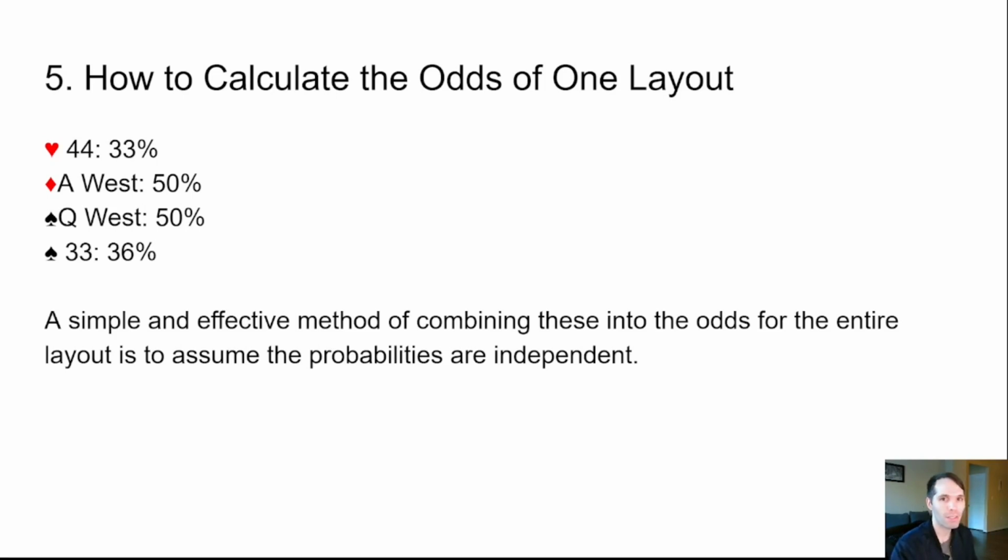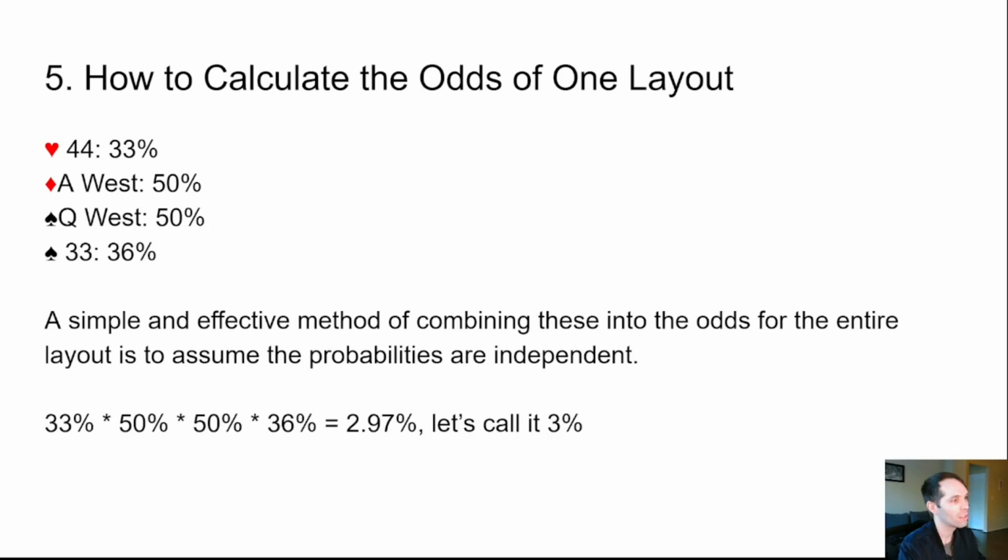But for the most part, if we just make this independence assumption, we can very easily compute the odds of one layout, and we will be a little bit off mathematically, but it's not going to be a huge difference in the overall calculation. So how do we do it for independent probabilities? We just multiply all these together. 33% times 50% times 50% times 36% is approximately 3%.